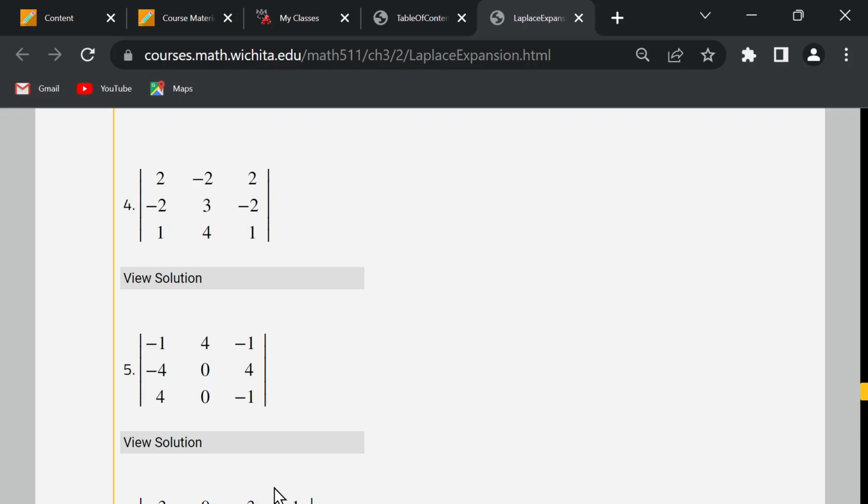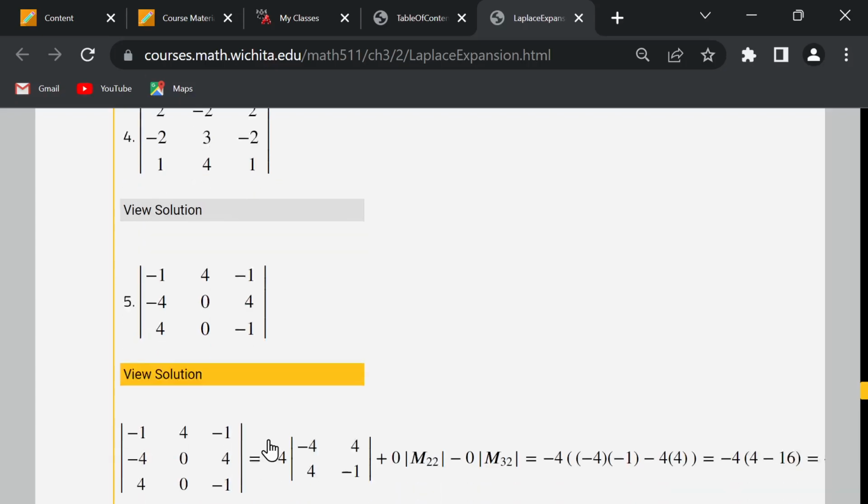Would it be 0? No? No, it would be minus 8, right? 4 minus... Well, what's 4 minus 16? No, minus 12. And negative 12 times 4 is negative 48, and the sigma is negative, so it's plus 48.